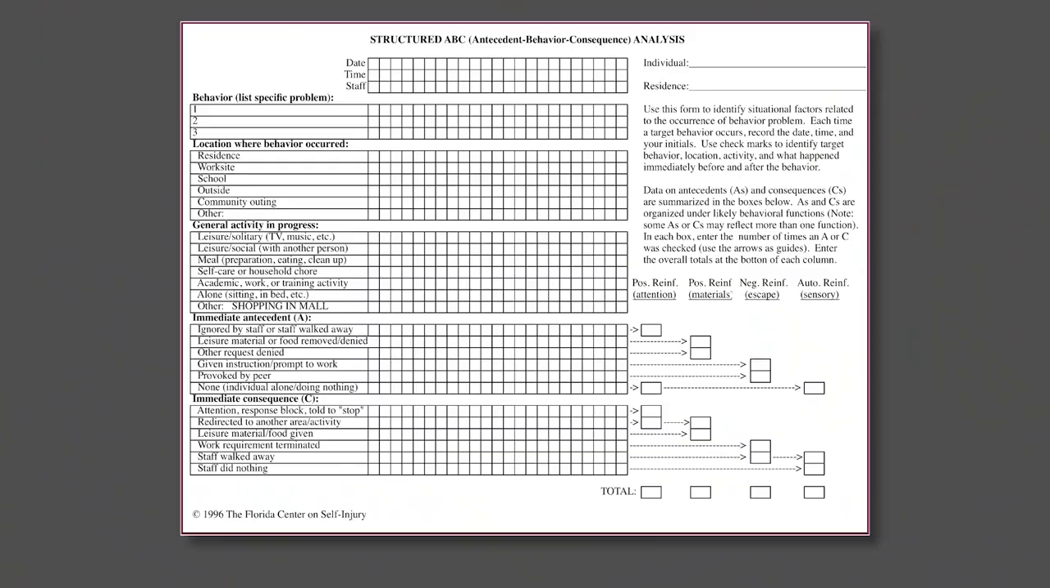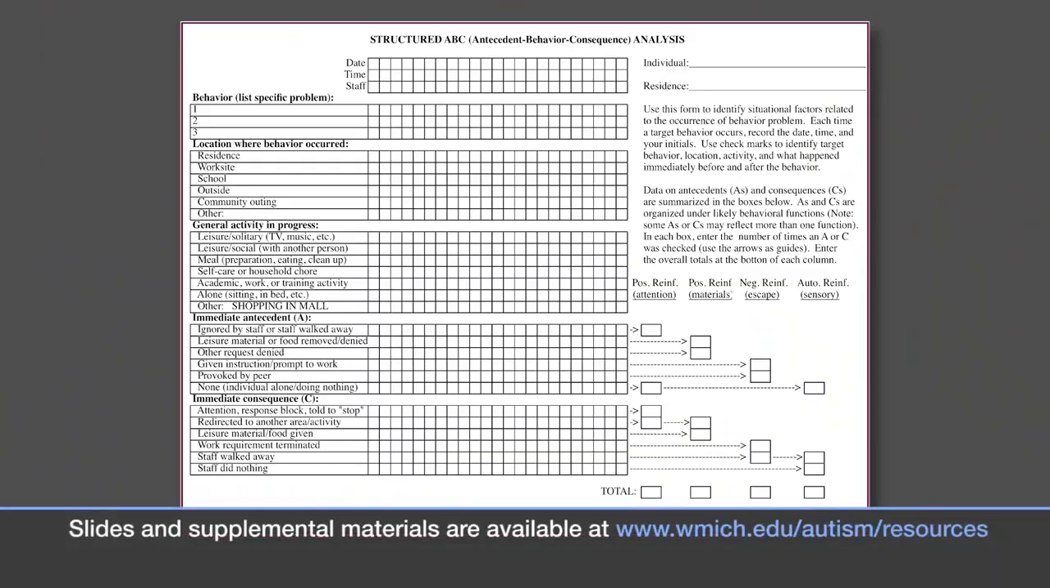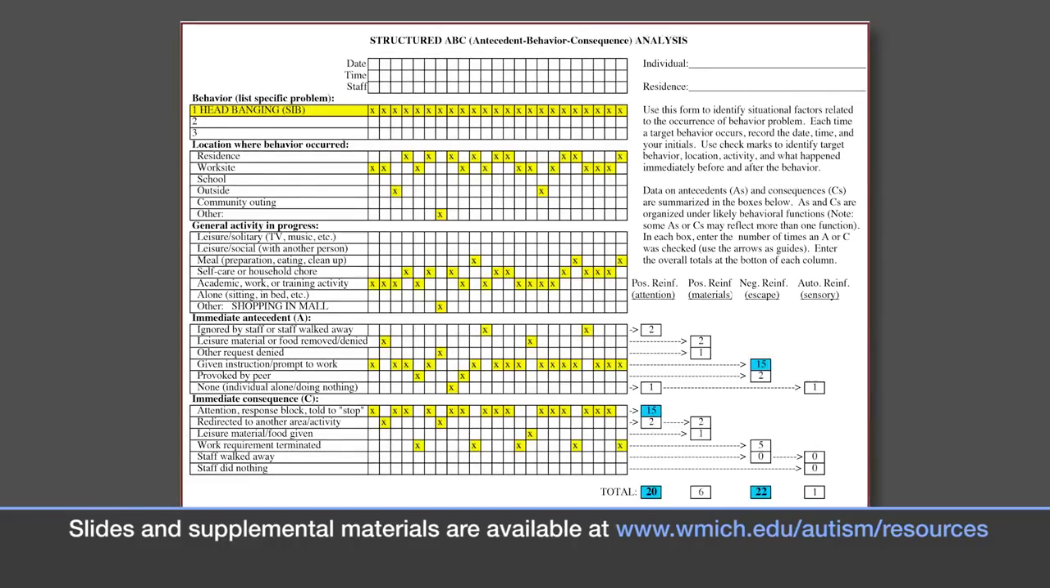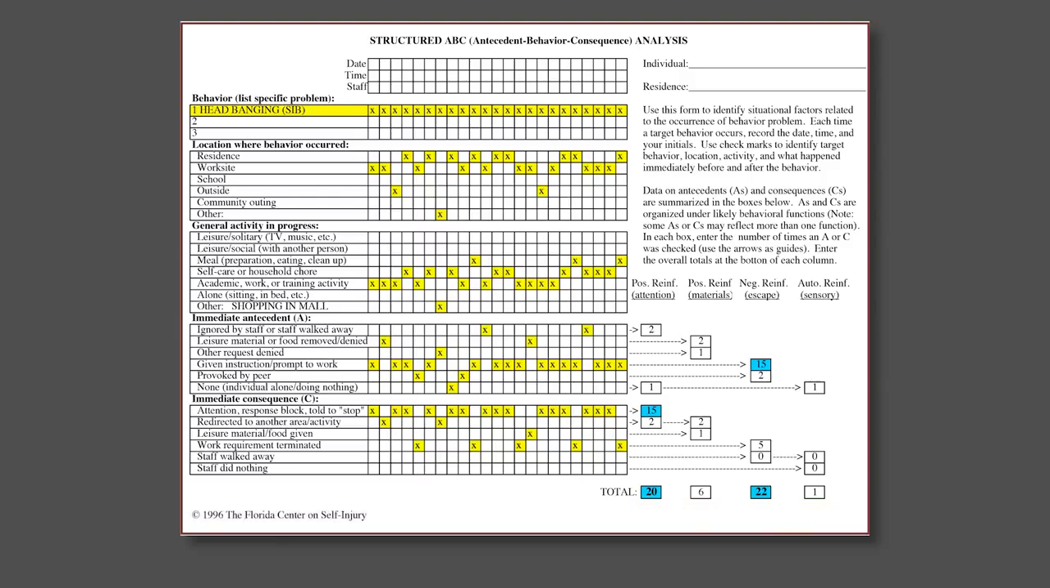It involves a series of boxes so that instead of being an open-ended form, it's more closed-ended. And what the observer simply does is to check boxes to indicate the type of event that was occurring, the general context, the event that preceded behavior, the event that followed behavior, and so forth, and then can summarize the information by actually organizing the antecedent and the consequent events in a series of columns.